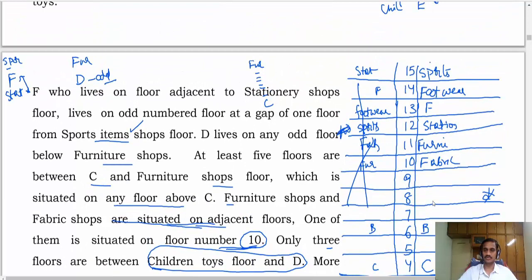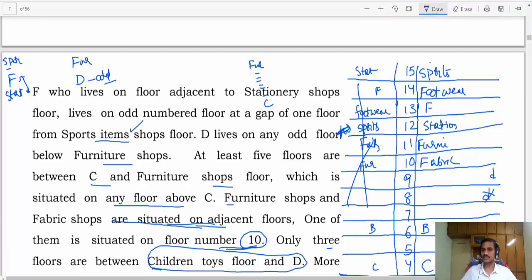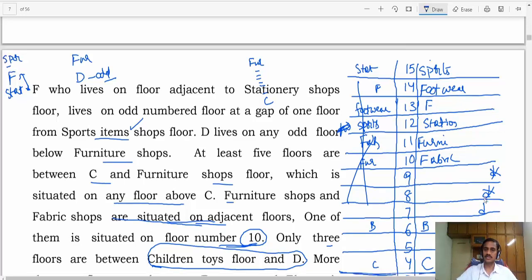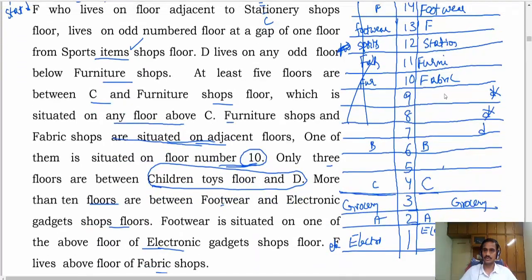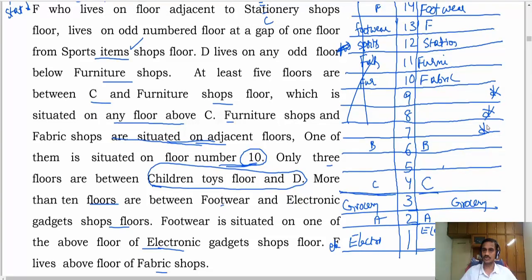D odd number floor. D should be here. If D is here, between D and children there must be 3: 1, 2, 3, children should be here. If children is here, children and G are adjacent, not possible. So D cannot be here. Suppose we put D here. Between D and children there must be 3: 1, 2, 3, children cannot be here. D cannot be here either.